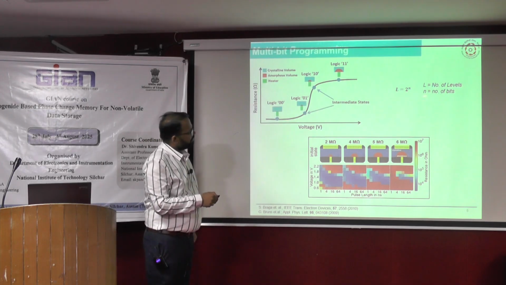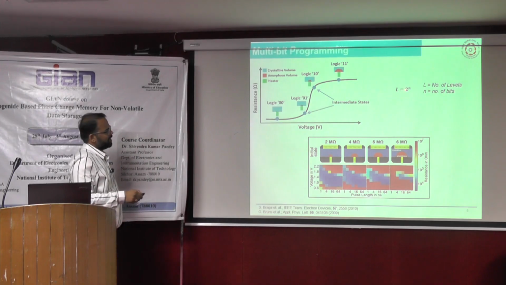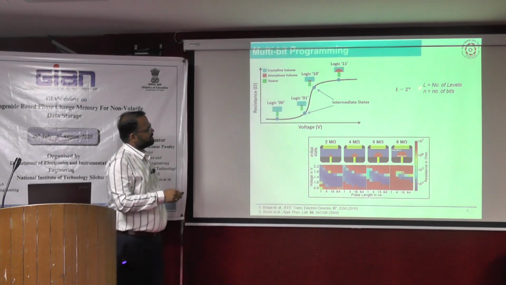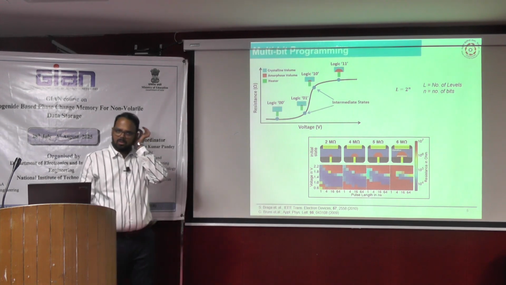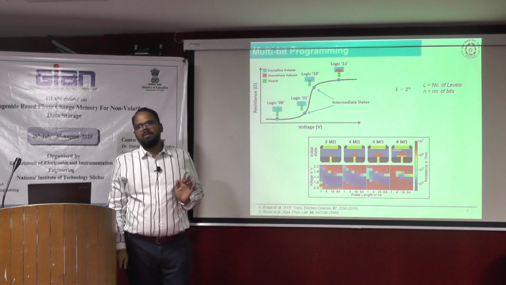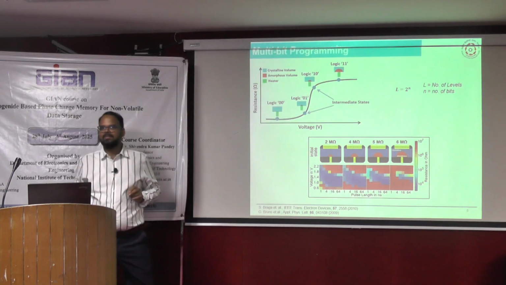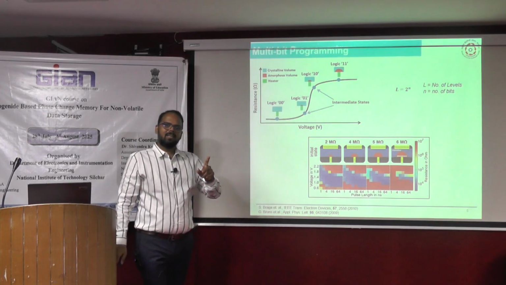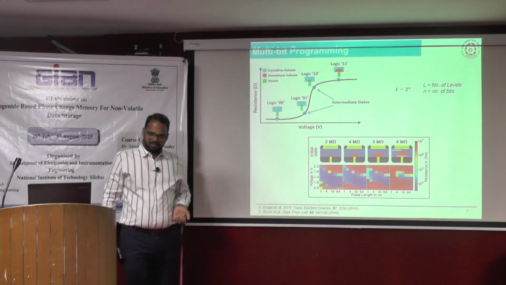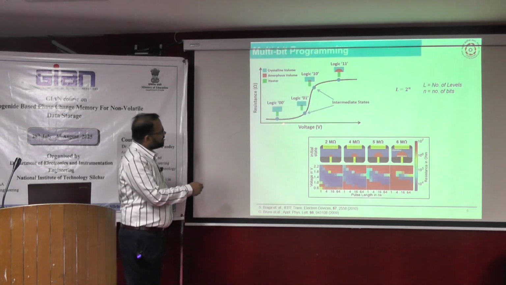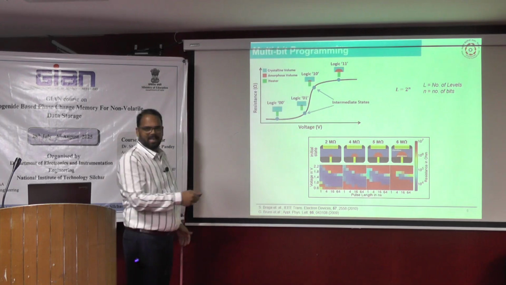So this is the number of levels, this is a very well-known relation. Based on the number of levels, you can identify the bits. A very common memory has two levels. So how many bits? 1 bit. If you have 4 levels, then how many? Similarly, if you enhance the number of levels with respect to this relation, you can enhance the bits.